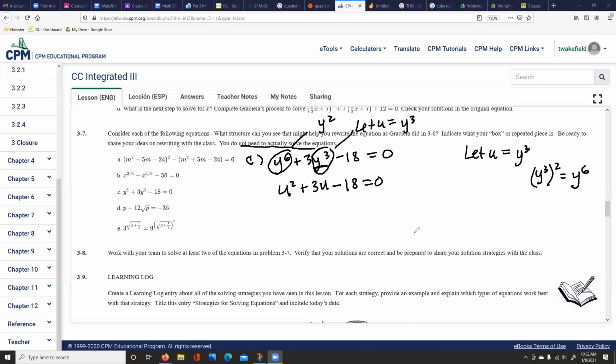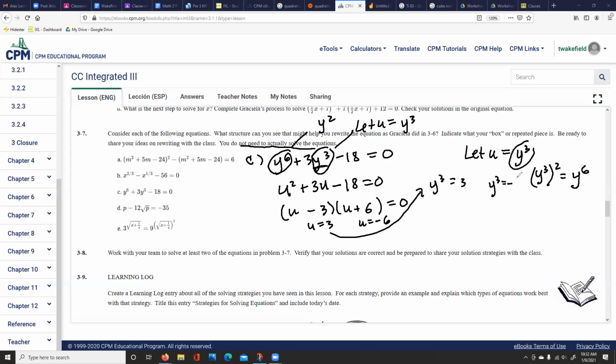Okay, so now we could factor it, and hopefully this problem does factor. U squared is U times U. 18 is 3 times 6, and we have positive 3, so it's positive 6, negative 3. We get U equals 3, U equals negative 6, and then we back substitute. We put y to the 3rd. Let's actually do this one. I'm running out of room here. Y to the 3rd equals 3, and y to the 3rd equals negative 6.